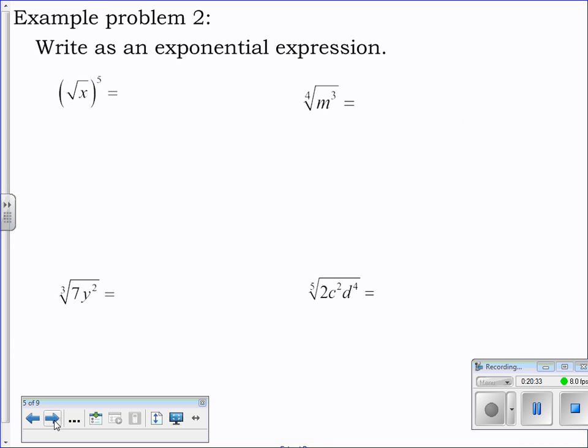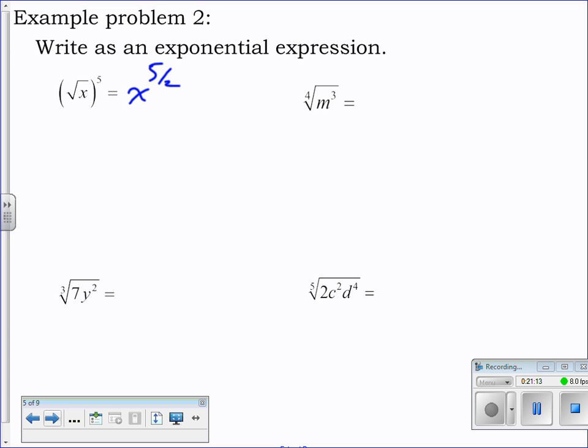Okay, these ones are just strictly rewriting them as an exponential, taking the radical and writing it as an exponential, which means I'll have fractional powers. So square root means that I have a fraction with a denominator of what? What's my index on a square root? 2. Square root has an index of 2. That means that this is x to the 5/2 power. The power is my numerator, the root is my denominator.